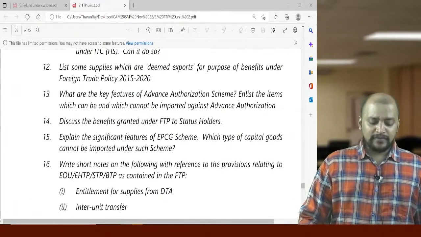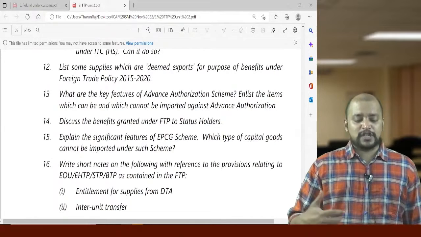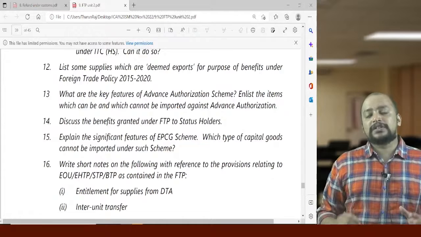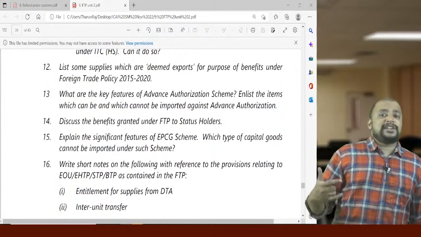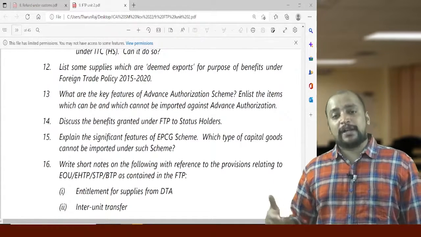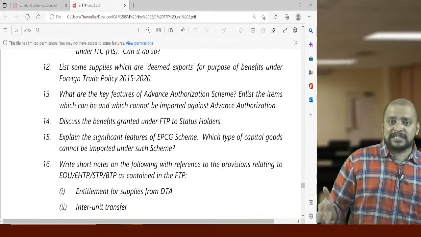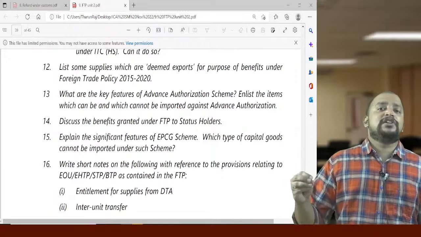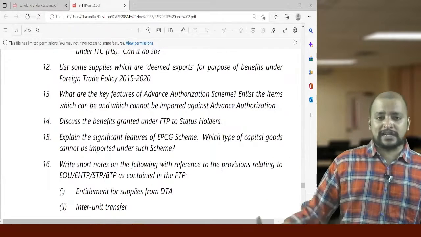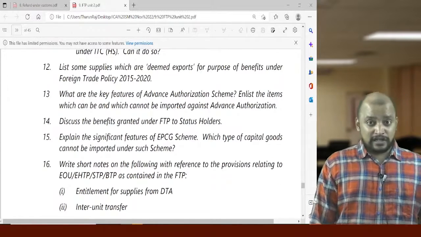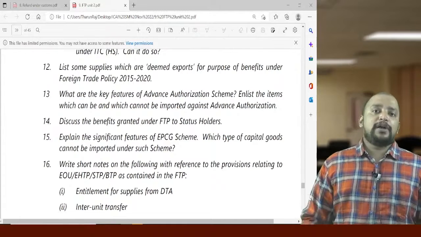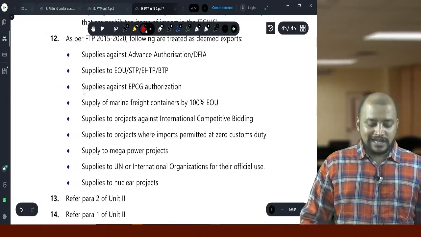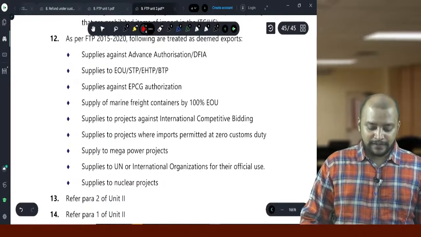Then list some supplies which are deemed exports for the purpose of benefits under FTP. Total 6 deemed exports. Supply of goods to advance authorization holders, supply of goods to EPCG holders, supply of goods to EOU, EHTP, STP, BTP units, supply of goods to projects financed by UN or international organizations, supply of goods to projects which are covered under international competitive bidding, and supply of goods to nuclear projects. So these are considered as deemed exports.